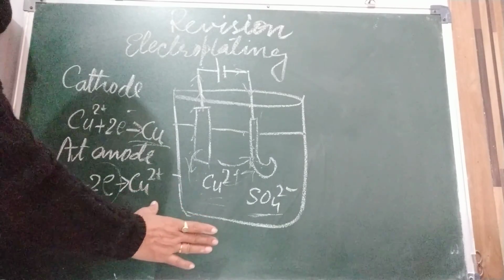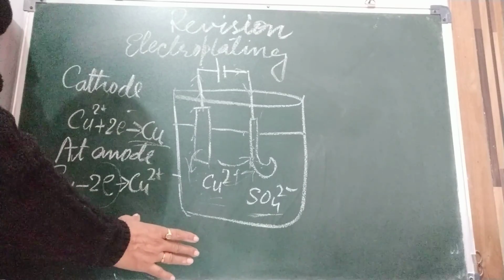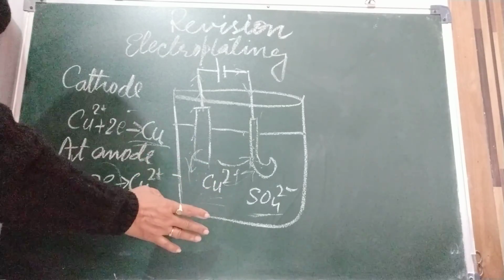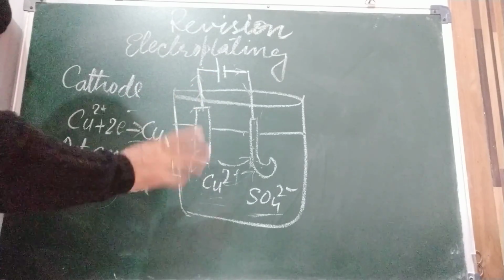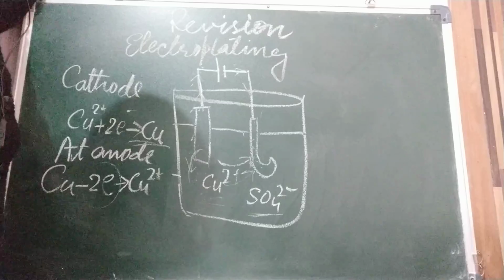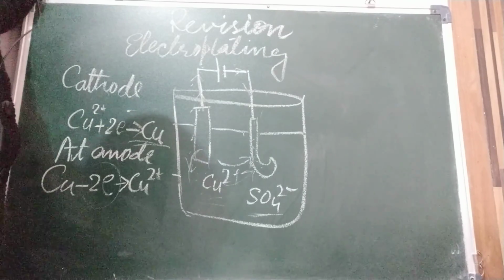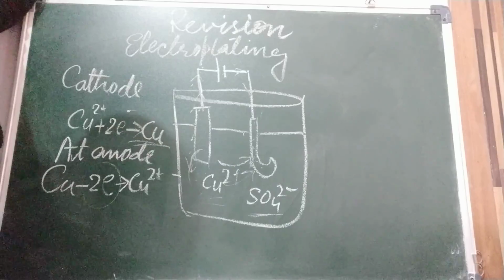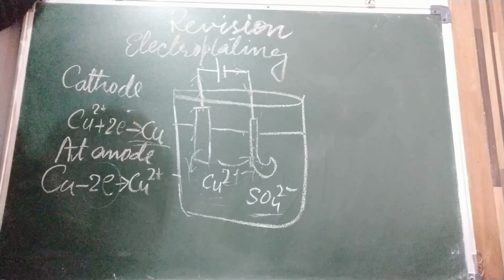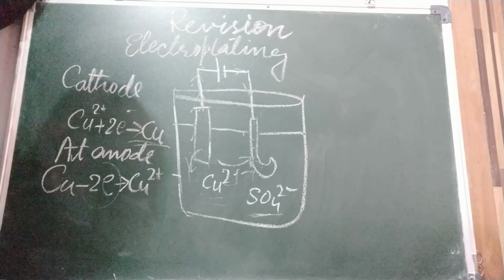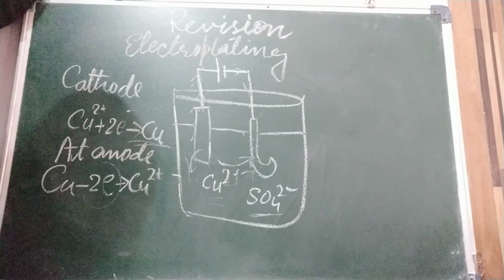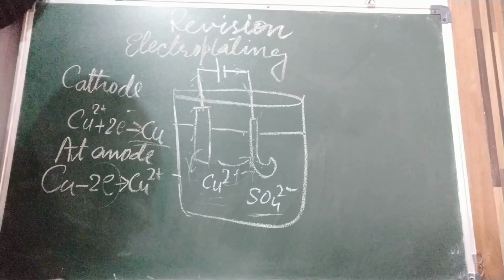This arrangement, children, we call an electrolytic cell. An electrolytic cell converts electrical energy to chemical energy. But in a galvanic cell, the opposite takes place: chemical energy is converted into electrical energy. Children, other uses of electrolysis are extraction of metals and purification of metals. So 3 uses are there: electroplating, extraction of metals, and purification of metals.